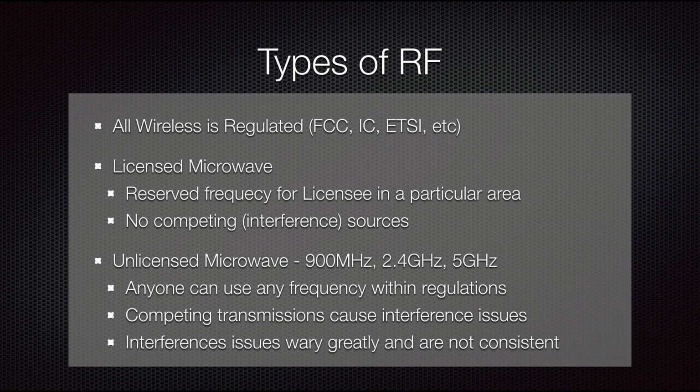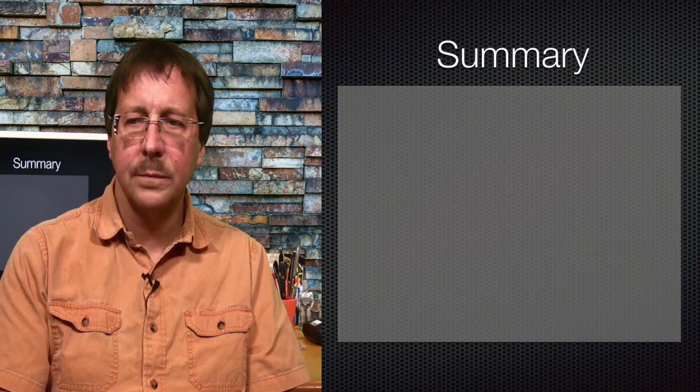And then you also have something called unlicensed microwave, and that's where we're going to be operating for the most part. Unlicensed microwave, in most parts of the world, is 2.4 gigahertz and 5 gigahertz. In some areas, 900 megahertz is also available. The thing with unlicensed microwave is that anybody can use it. You can use any frequency as long as you're within the regulations. However, that means that there is competing transmission. You have no control of what somebody uses, so there could be somebody very close that is causing you interference. Interference issues vary greatly and they're not consistent.